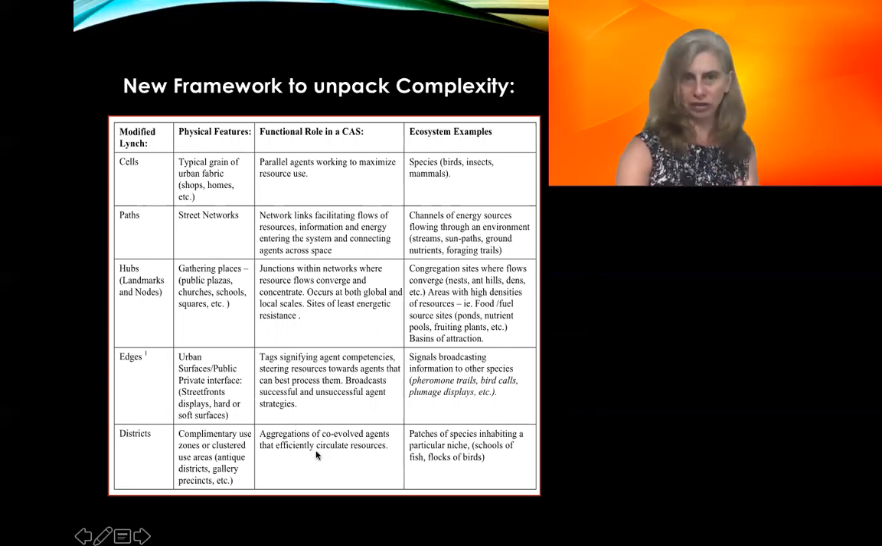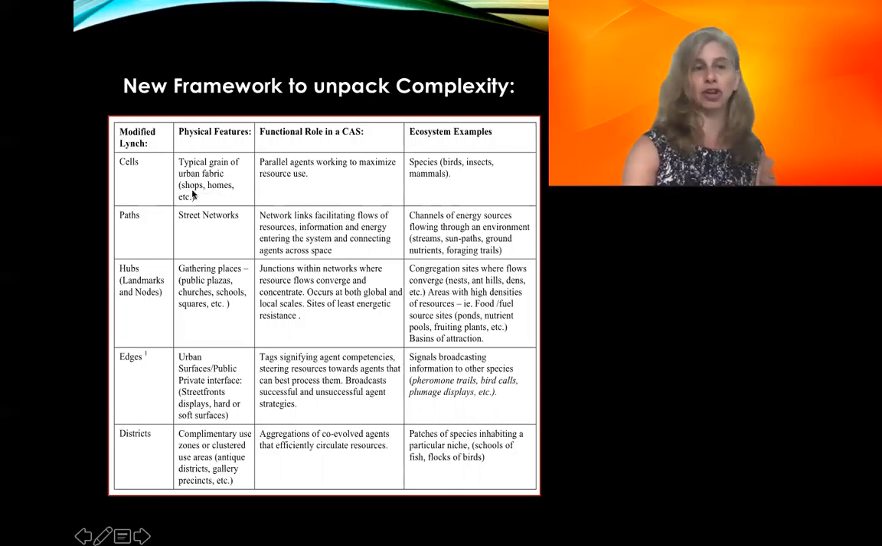And you can take a look at this and read through it more carefully if you pause the video. But basically in the Grand Bazaar, we had cells, being the typical grain of urban fabric, which could be shops or homes, paths, street networks, hubs and landmarks. Hubs are the landmarks and nodes, which could be gathering places, public plazas, churches, schools, squares, etc.